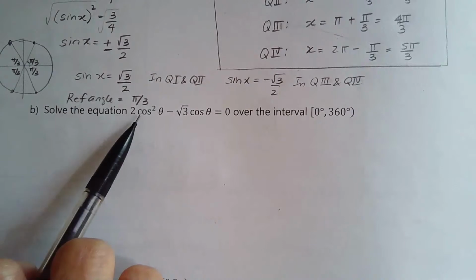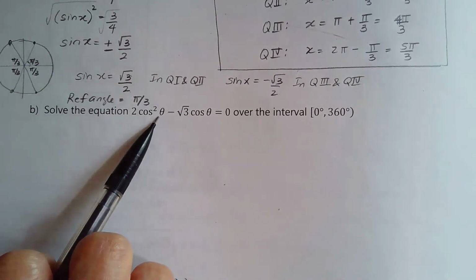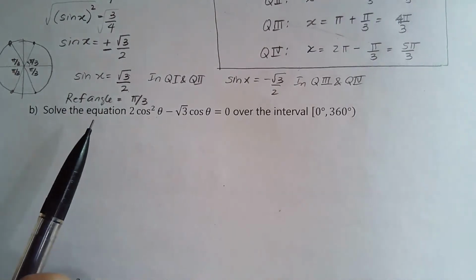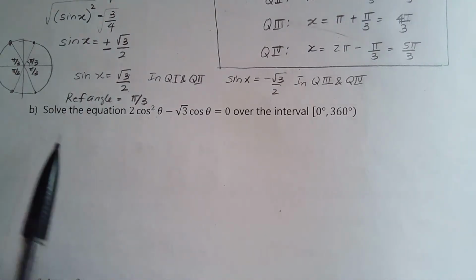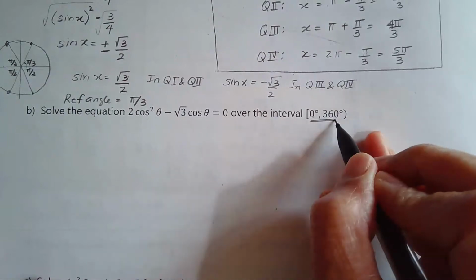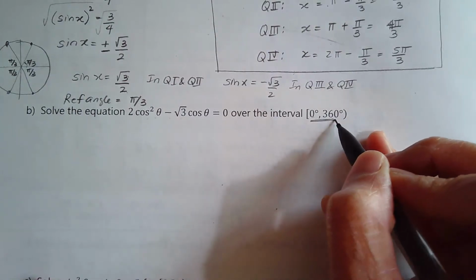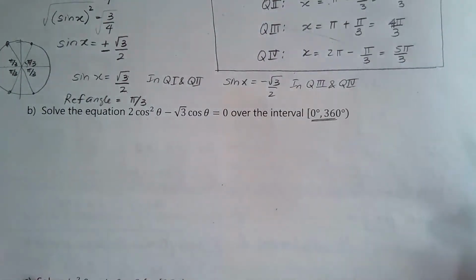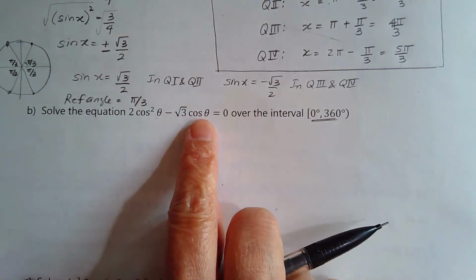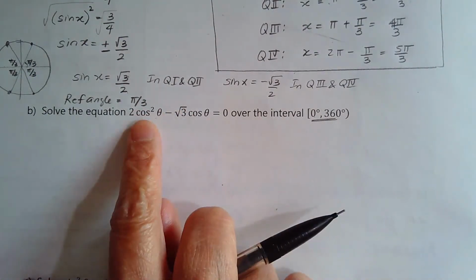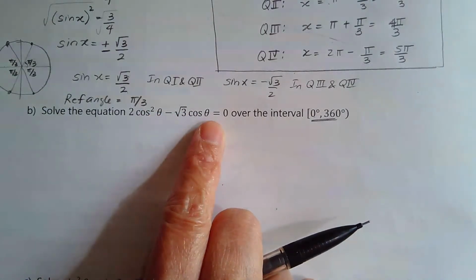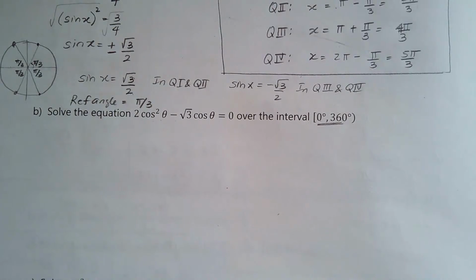Solve the equation 2 cos squared theta minus 3 cos theta equals 0 over the interval from 0 to 360. The angles are expressed in degrees, so my solution has to be in degrees. How do we do this one? Well, we have cos squared theta and then the cos theta. So what can we do?